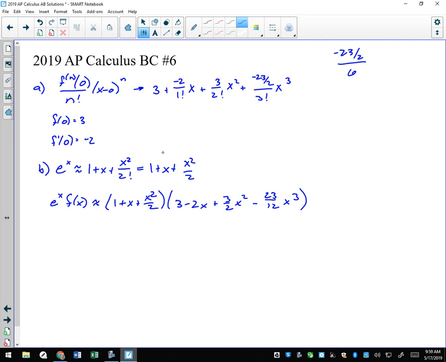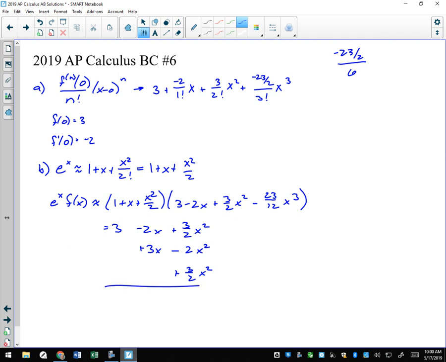And so as I start expanding this, 1 times 3 is 3. 1 times negative 2x is negative 2x. 1 times 3 halves x squared is 3 halves x squared. Now I only need the second degree, so I'm going to stop there. And then I'll do x times 3, and I'm going to line up my like terms. So I have 3x, x times negative 2x is negative 2x squared. And again, I don't care to go any further. And then I have x squared over 2 times 3, so that's 3x squared over 2.